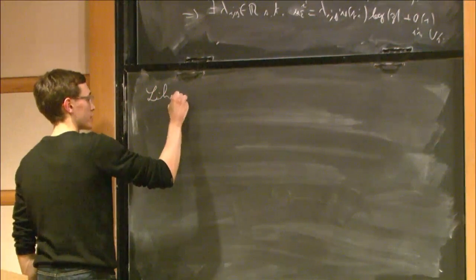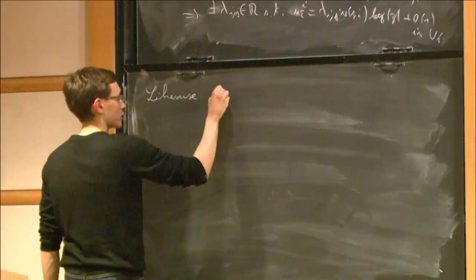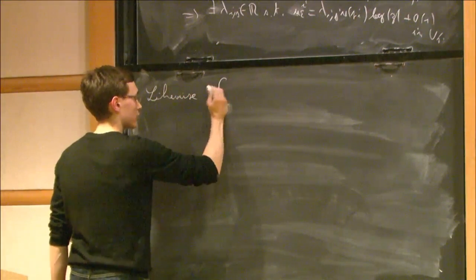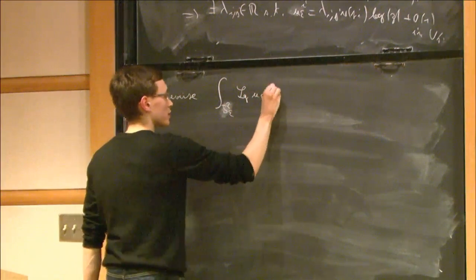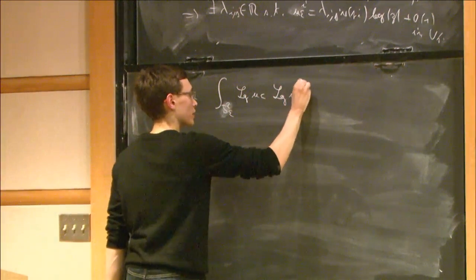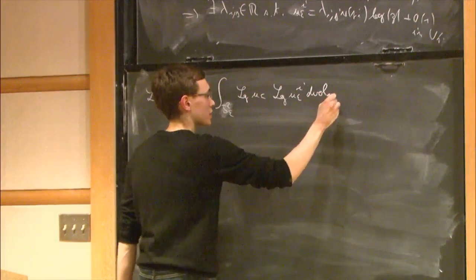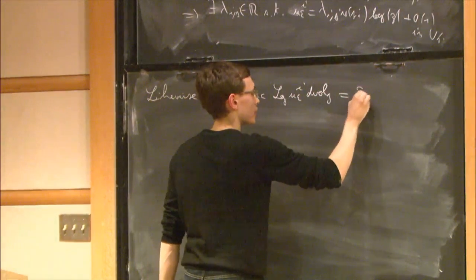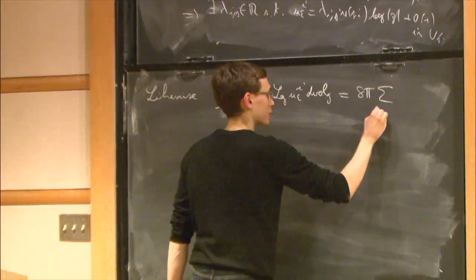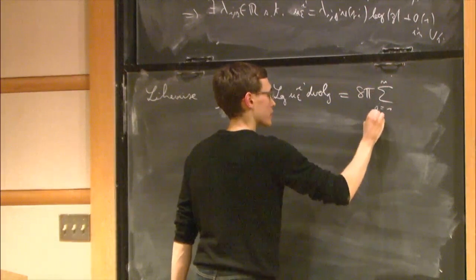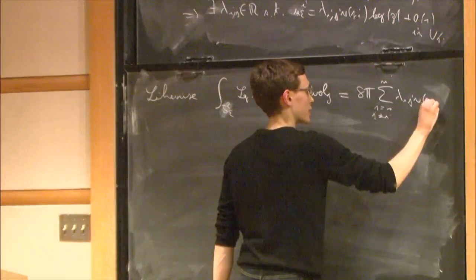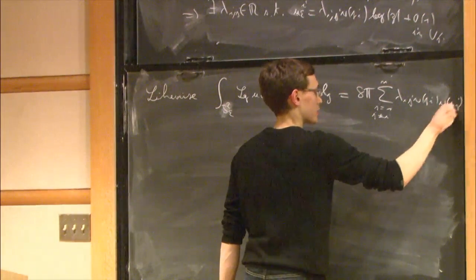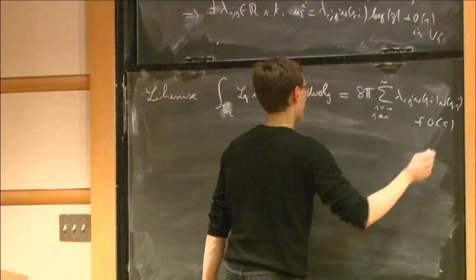And now that we have this expansion, likewise, you show that the integral of LG U epsilon and G U epsilon I is equal to 8 pi times the sum with G different than I. And here you will have lambda ij VPi VPj plus some error.